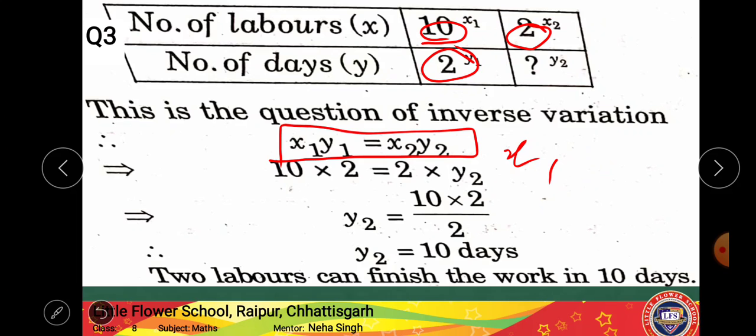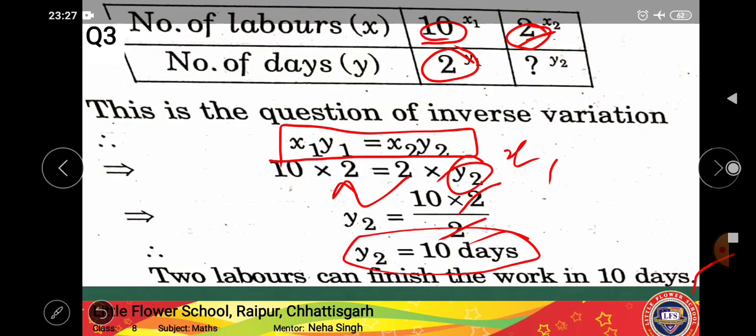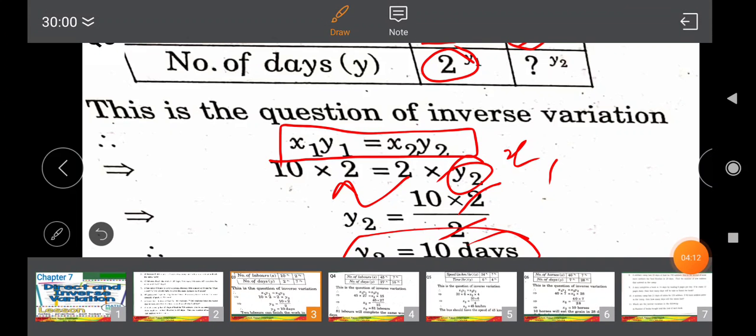See, now you put the values of x1 that is 10, y1 that is 2, right? And x2 that is 2, y2 value you need to find. This 2 will go and divide here. This 2 gets cancelled. y2 is 10 days. So 2 laborers can finish the work in how many days? 10 days. Is it clear? So like this you are going to solve the third question, right?